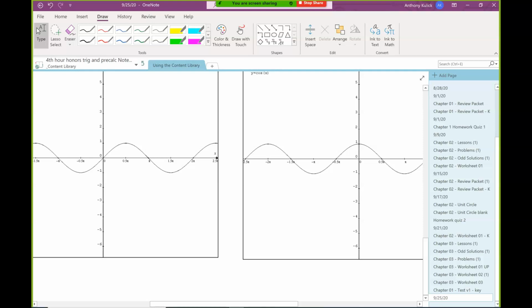In fact, they look so similar. How might you describe one in terms of the other? Looks like the same graph. It's just been shifted left or right a little bit, right? You guys agree with that when looking at the pictures? Yeah. Okay.